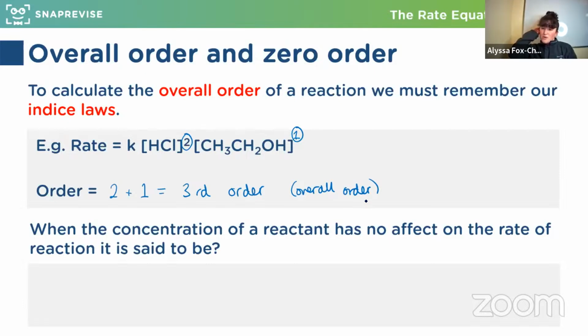And if we were to get an educated guess, when the concentration of a reactant has no effect on the rate of the reaction, it's said to be what? When the concentration of a reactant has no effect on the rate of reaction, it's said to be what?